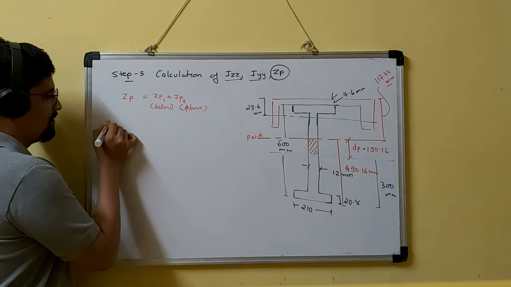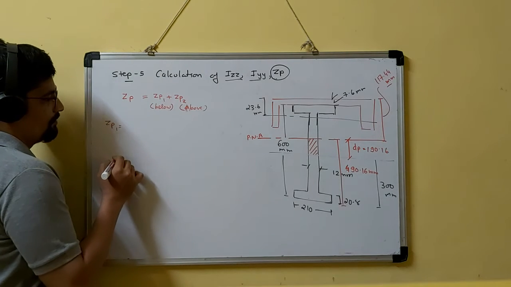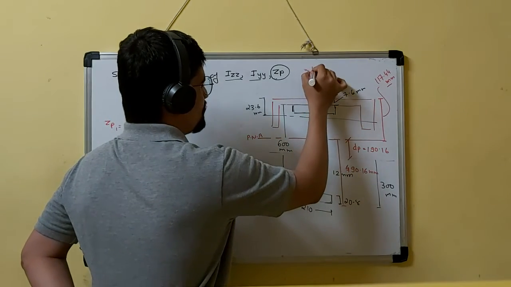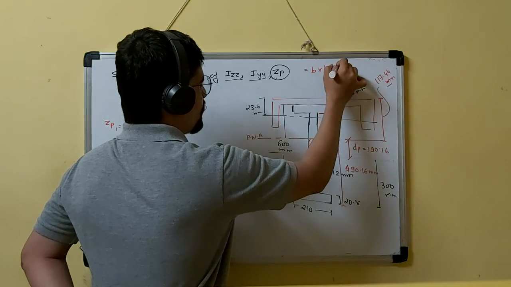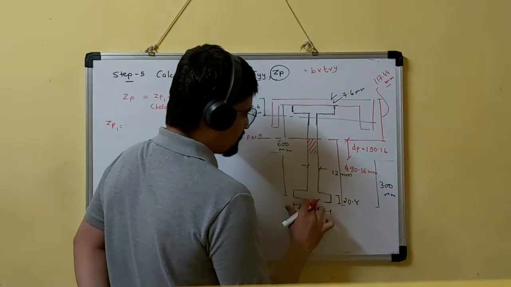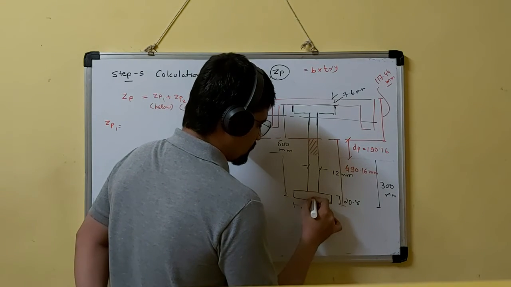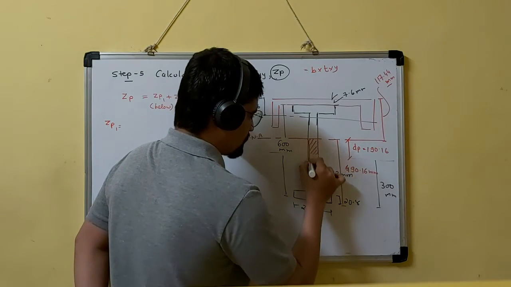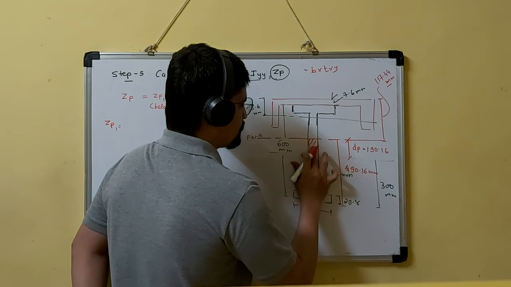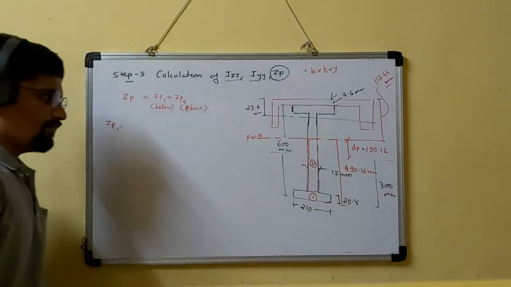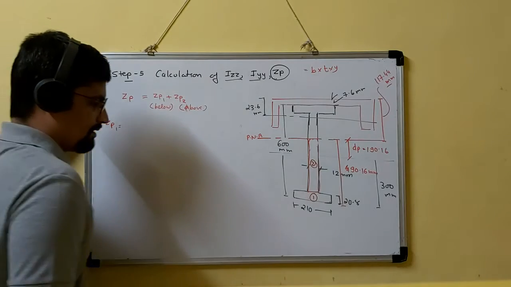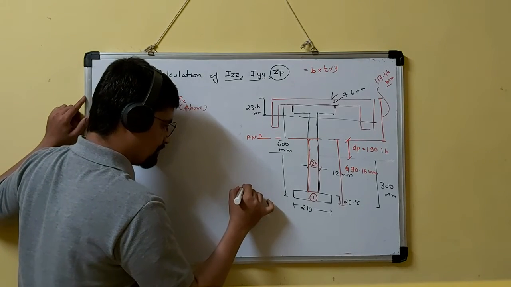ZP1 is equal to, the general equation of ZP is B into T into Y. So I divide this below section into two portions. The first section is this, and the second section is this. These two portions I divide. If we want to make it easier, then draw one additional figure. This is the below portion.